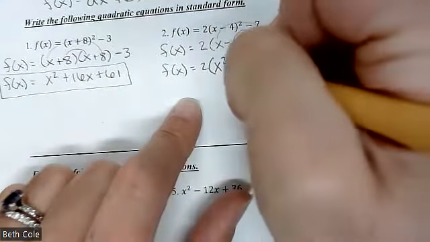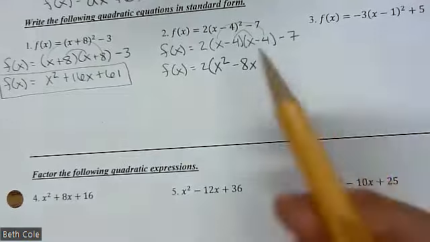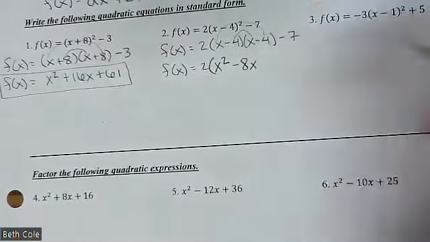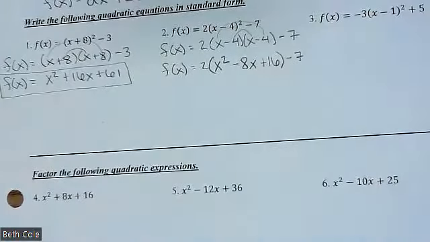So negative, good, negative 8x. Like you owe someone $4, and then you owe them another $4. Now you owe them $8. And then negative 4 times negative 4 is positive 16. Close your parenthesis, minus 7.